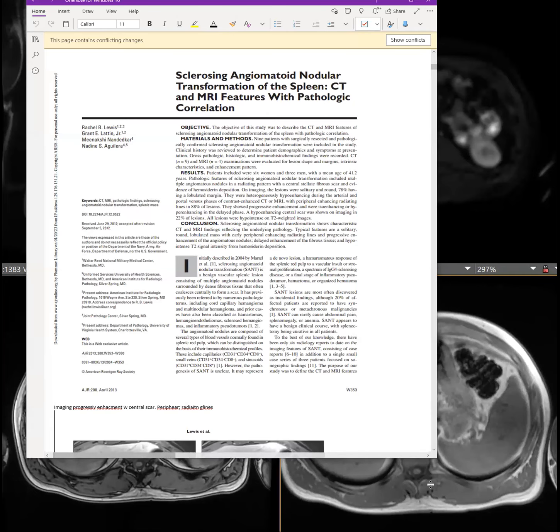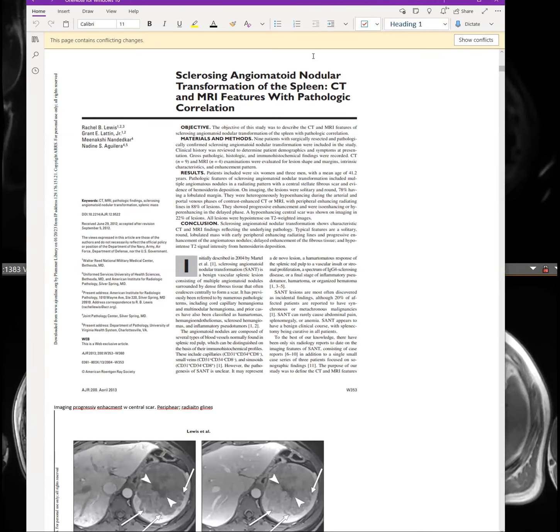Okay. It's SANT. That's right. I'm so happy to see this case because we've seen Aarti show multiple of these cases. Sclerosing angiomatoid nodular transformation of the spleen. It's a benign etiology or benign lesion. And classically, they have the central scar that's hypoenhancing. And as Aarti already mentioned, you can get hemosiderin, low T2 signal that should bloom in the out of phase.